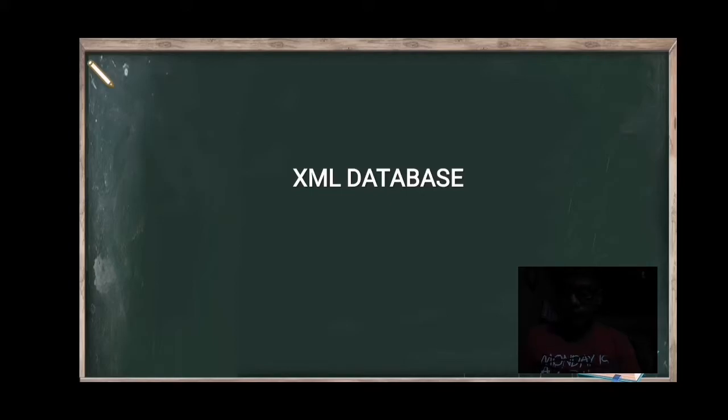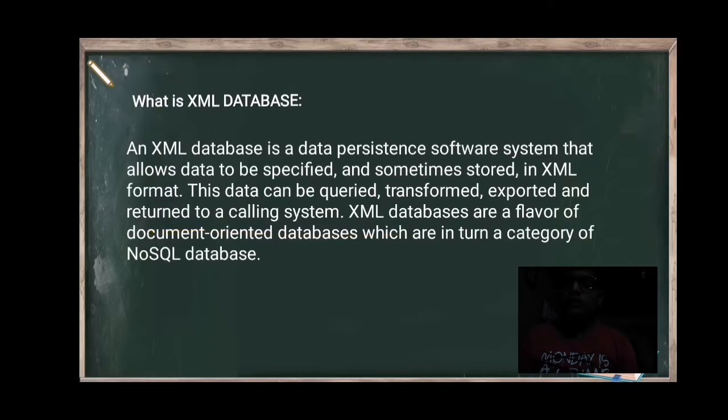So, what is XML database? An XML database is a data persistent software system that allows data to be specified and sometimes stored in XML format. This data can be queried, transformed, exported, and returned to a calling system. XML databases are a flavor of document-oriented databases, which are in turn a category of NoSQL database.